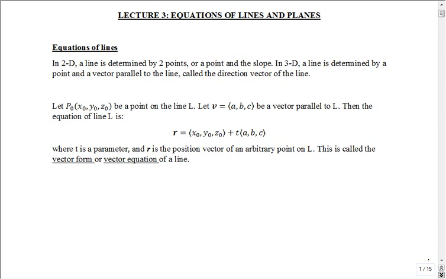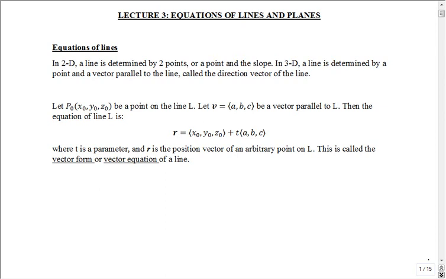But not so in three dimensions. The equation of a line is actually a vector. It's in vector form, okay? And it is determined by a point and a vector parallel to the line called the direction vector. So you must have these two things in order to find the equation of the line. So let's look at the equation.